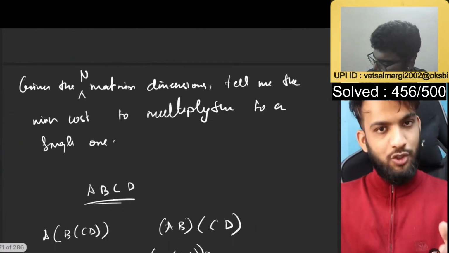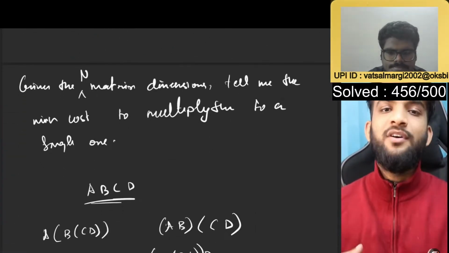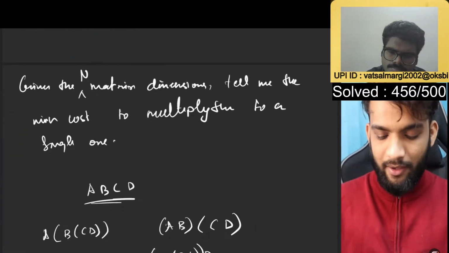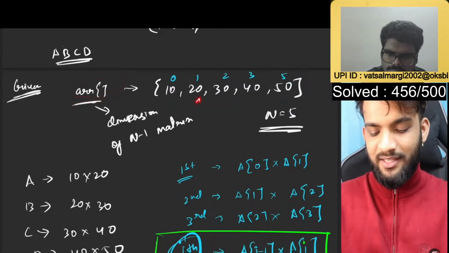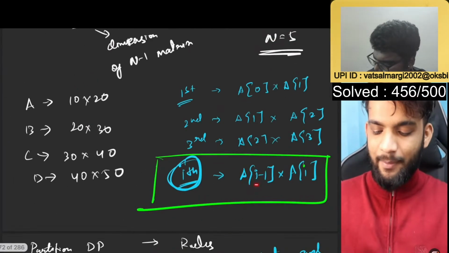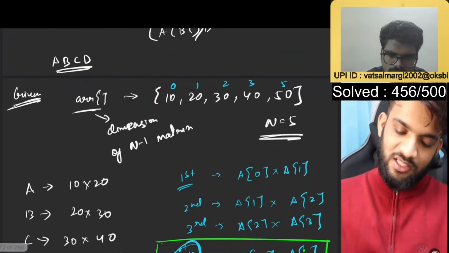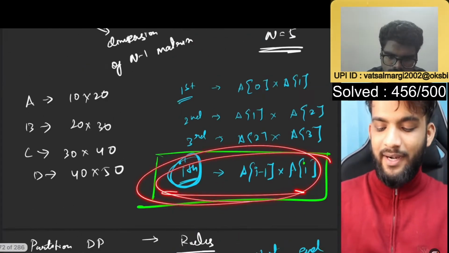So I said, okay, I'm going to use partition DP. Why? Because there are different patterns in which we can do. And whenever that is, that's when we can apply partition DP. So we said that, okay, given n dimensions, tell me the minimum cost. So we were given an array where we said that this is A, this is B, this is C, D. And the size went on as A, i minus 1 into A i. Because if this is A, the size is 10, 20. If this is C, the size is 30, 40. Thereby, this is what the ith matrix size went on as.